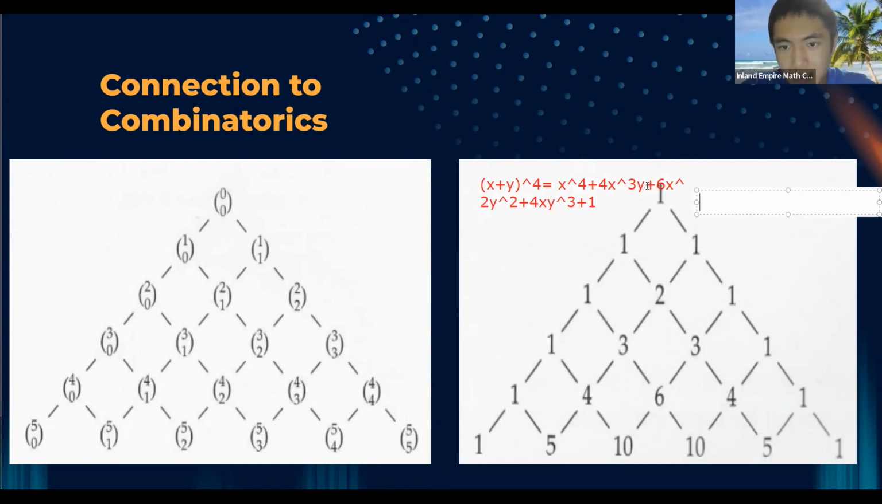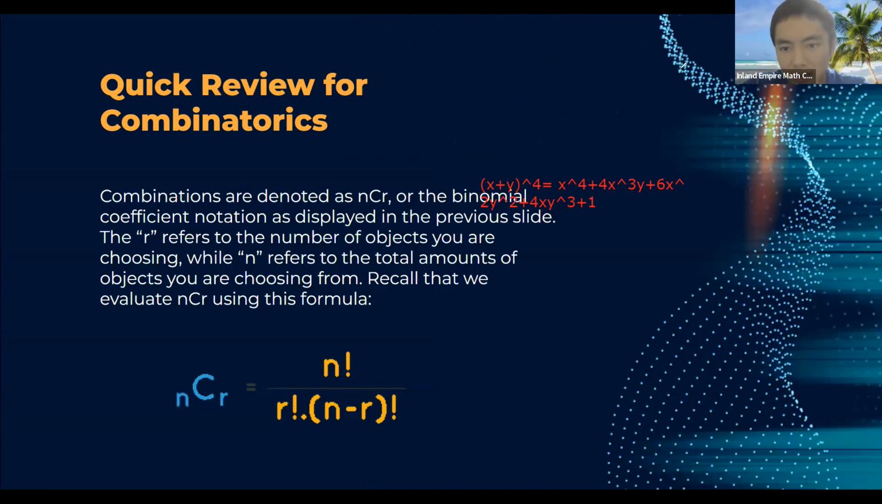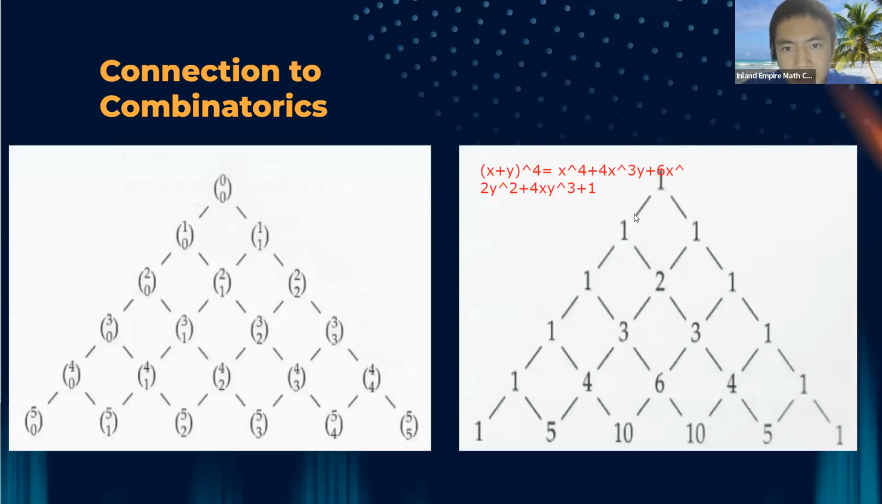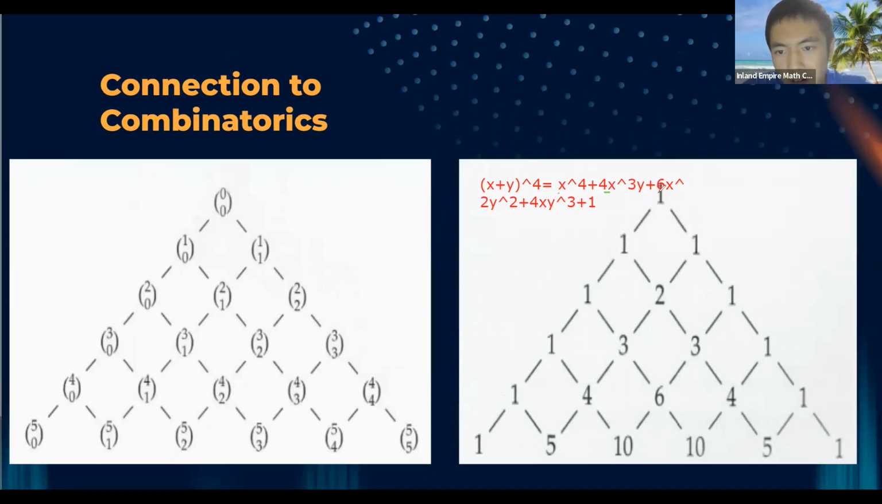And notice that these coefficients are straight out of Pascal's triangle, right? You see these numbers? It's 1, 4, 6, 4, 1, straight out of Pascal's triangle. So that means with Pascal's triangle, you can expand x plus y to any power, and you can literally just copy down the coefficients one by one, and you have already expanded it.